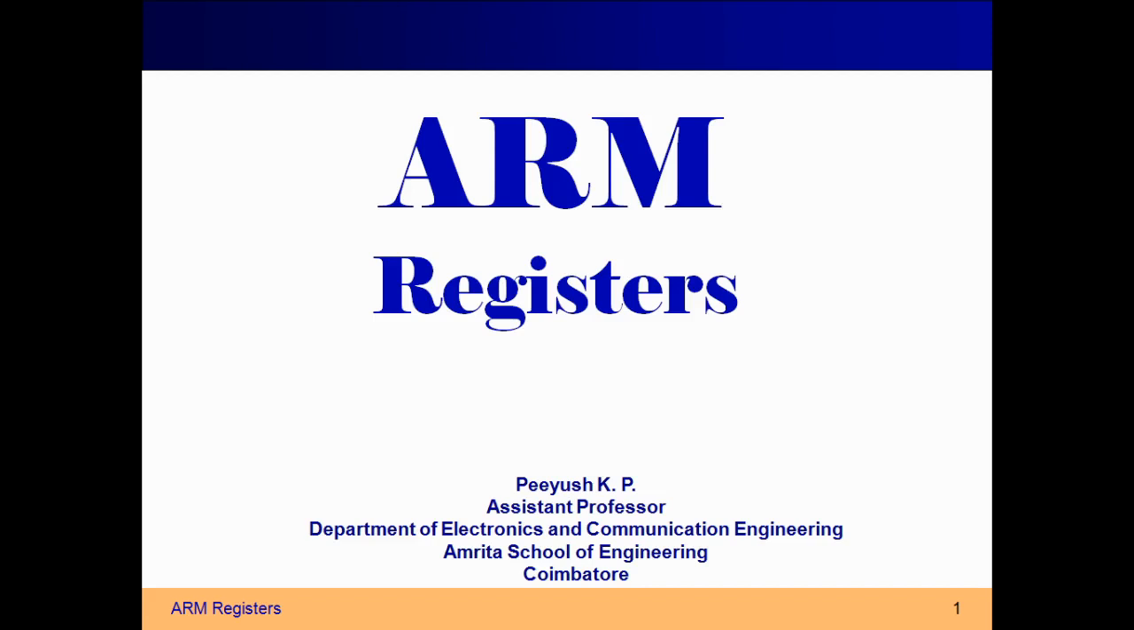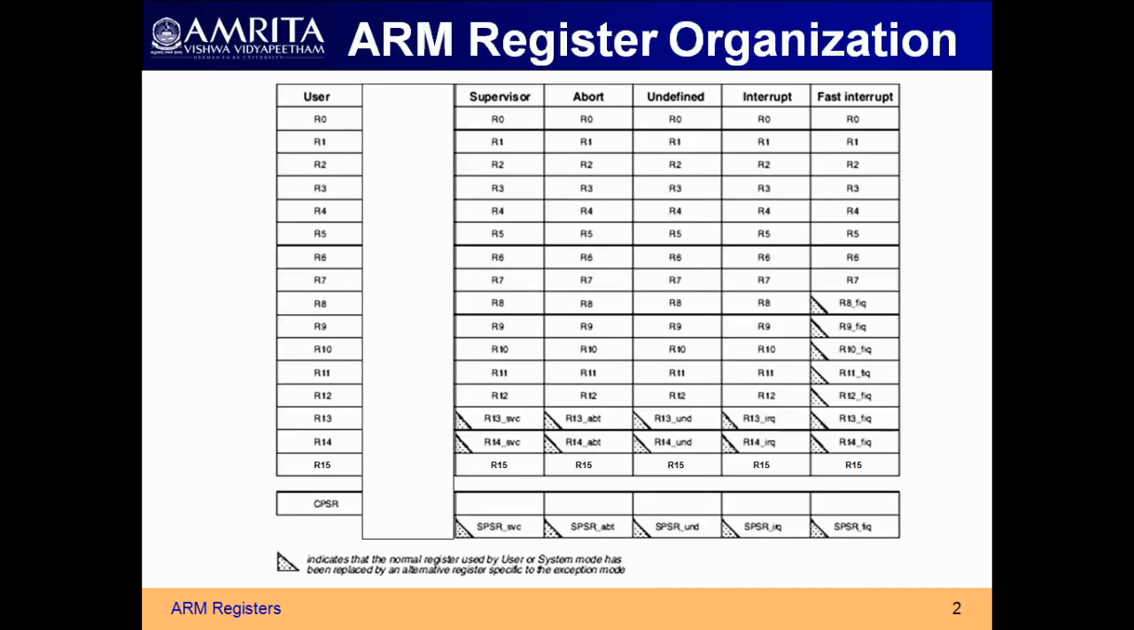In this lecture, we are going to deal with registers available in ARM microprocessor. In ARM microprocessor, there are 17 general purpose registers in a particular operating mode. They are known as R0 to R16. These are the registers generally available in ARM microprocessor, right?